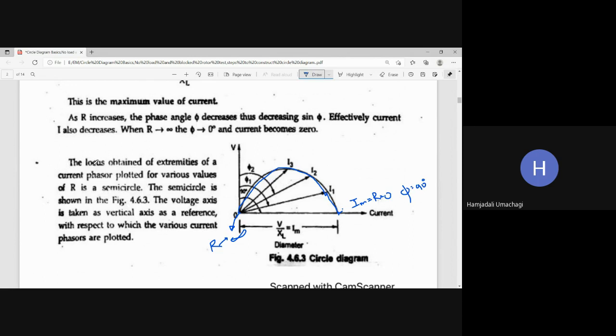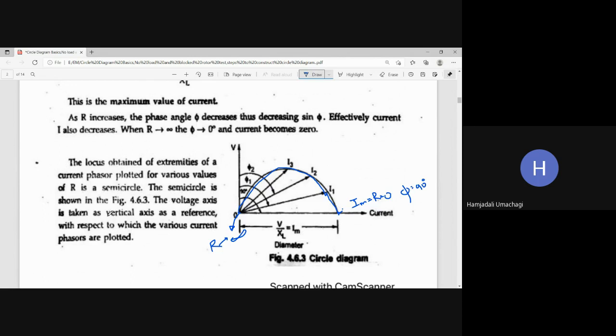So you can see here the locus obtained for extremities of current phasor plotted for various values of R is a semicircle. So here we are getting different values of the current, I max, I1, I2, I3 till I equal to 0. These will be obtained for different values of R. Here R is 0 and here R is infinity. So now the semicircle is shown in figure 4.6.3.